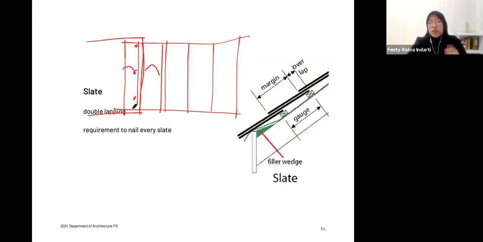Why? Because it must resist the wind. Again, because the nature of metal roofing is very lightweight compared to the clay tile or terracotta tiles. That's why we have to nail it so that it doesn't move or get blown away by the wind, because it's very lightweight.